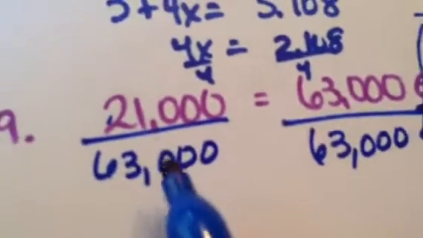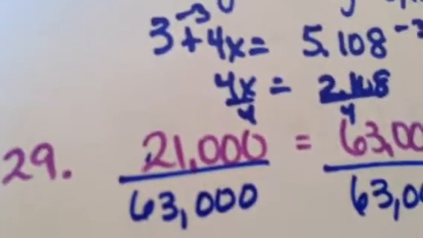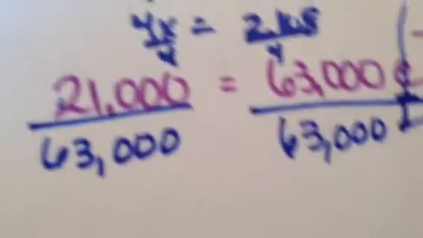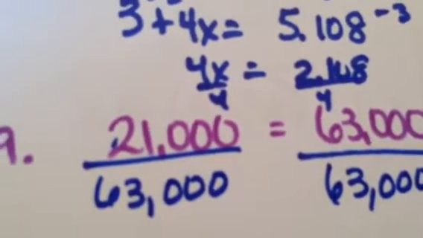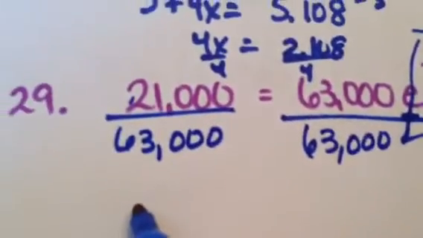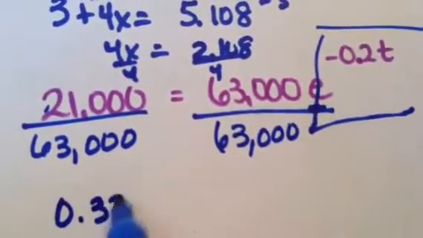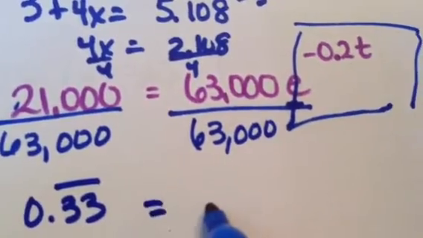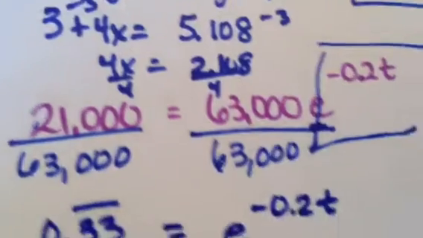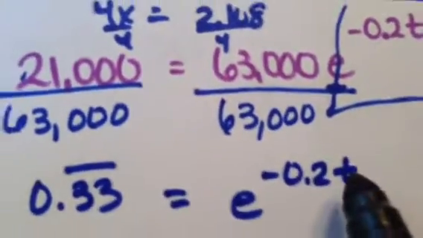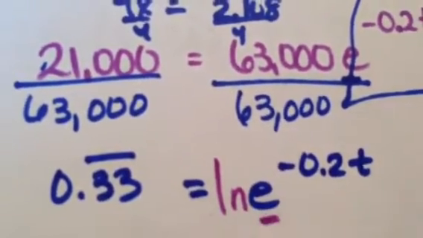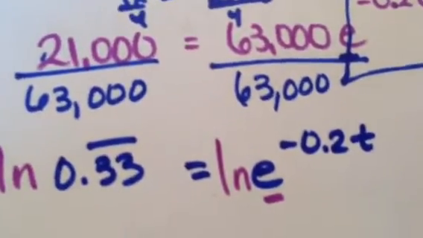Now, I can see that's 1/3, but let's go ahead and hit it in the calculator. It's nice to have it in there anyway. So I'm going to hit 21,000 divided by 63,000. I'll just let that sit in my calculator, but it's 1/3. If you want to write it as 1/3, that's fine too. And realize here, once again, my variable is in the exponent. I want to get it out, so I'm going to take the natural log. Since my base is e, I'm going to take the natural log of both sides.